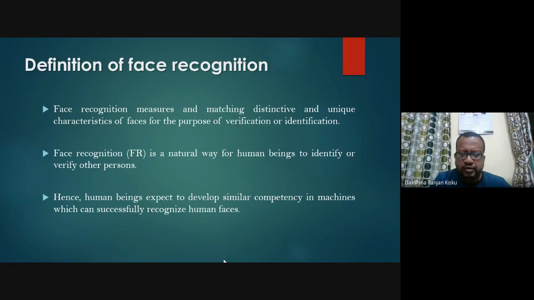Therefore, human beings expect to develop similar competency in machines which can successfully recognize human faces. If we instill the same cognitive processes in machines, then machines can do the same thing which human beings do. Human beings recognize familiar faces or other faces, so if we instill the same competency in machines, then machines can do the same thing to recognize human faces.